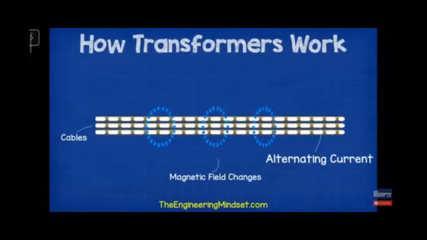Now, if we put multiple cables together and pass current through them, then the magnetic fields would combine to produce a stronger magnetic field, as you can see in the picture. And then again, if we wrap the cable into a coil, the magnetic field would become even stronger.